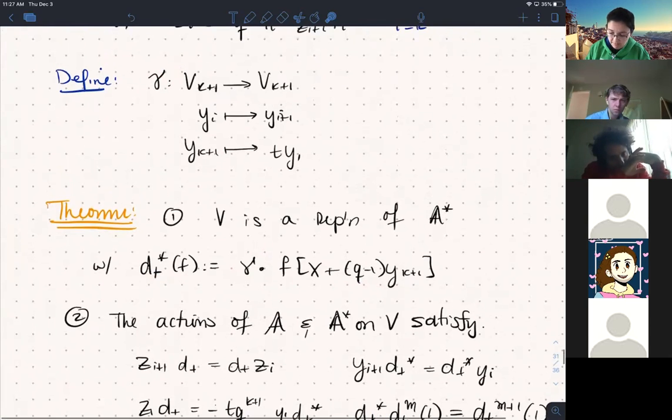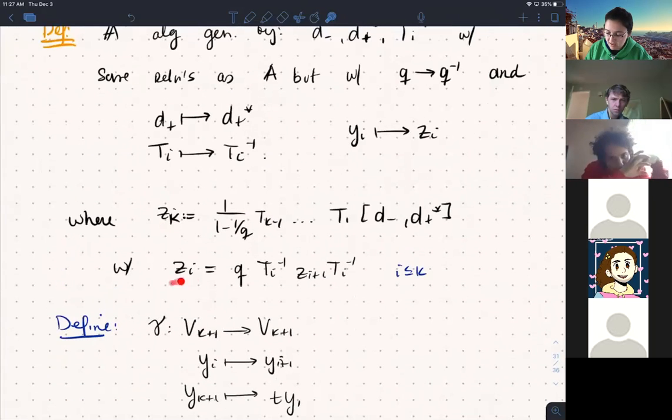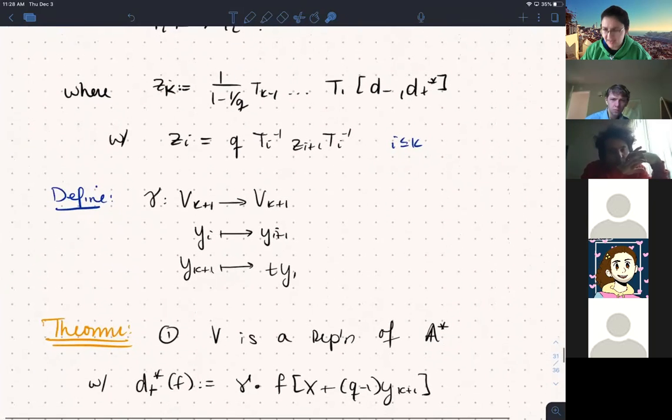And notice that once we have what the D plus star action is, if we go back to the definition of the Z's, since Z is defined in terms of D minus and D plus star, if we know what D plus star and D minus are doing, then we know what the Z's are doing. So that we get for free. So then it makes sense to think about these as operators on our vector spaces V_K. Do you guys have any questions?